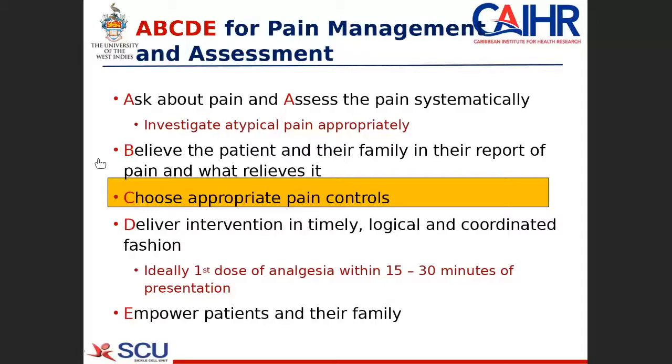B is believe the patient. If we don't believe our patients, then we can never treat them properly. C is choose appropriate pain controls. And is there a tool that we're going to use to guide us in choosing our pain medication? Okay, the WHO pain ladder. So tell me more about the WHO pain ladder.